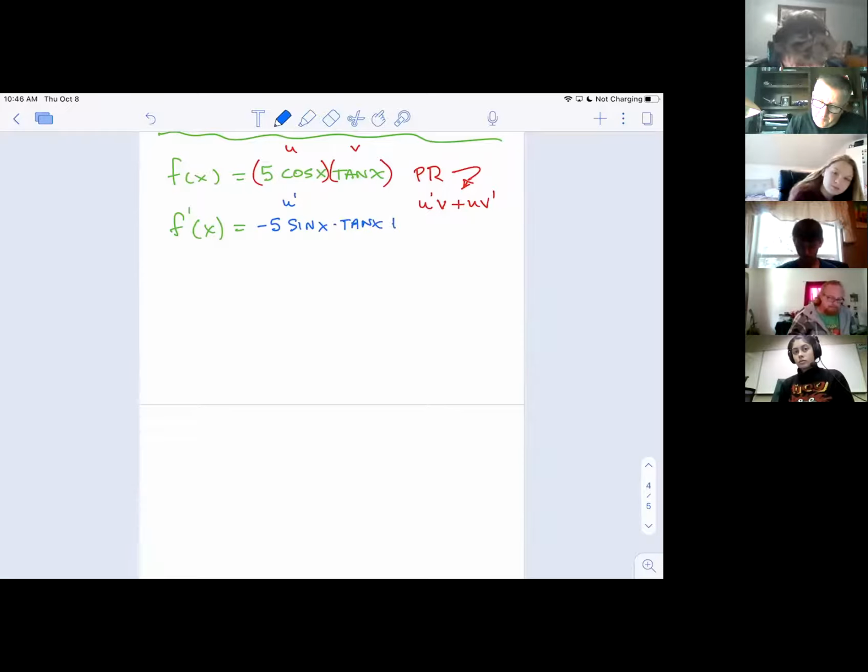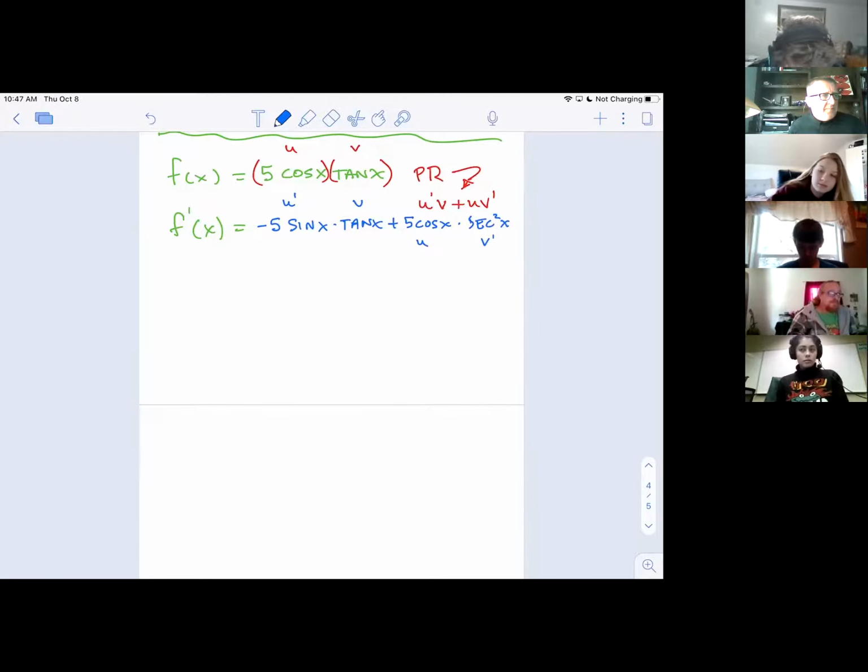And then always a plus sign for product rule. Then I get to leave 5 cosine alone. That's my u, but then I got to multiply by the derivative of tangent, v prime. Derivative of tangent, you look in your notes, is secant squared. Done. That's the answer. You're finished. But maybe it cleans up.